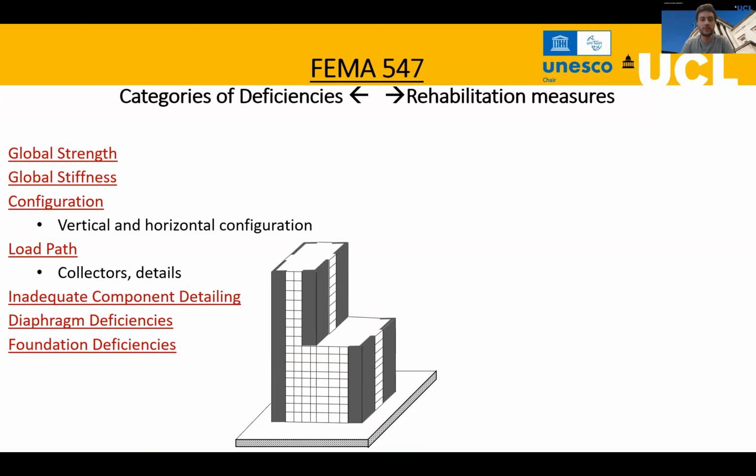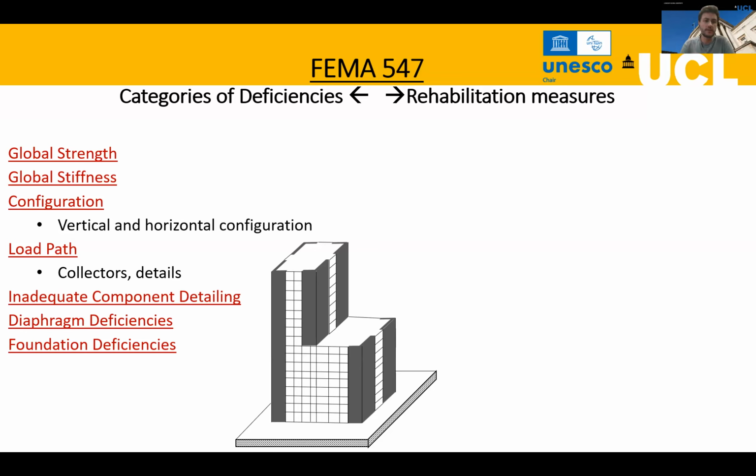Just to recall a little bit, we talked of this document, the FEMA 547, in which we have different types of deficiencies. The first one is global strength, when the building does not resist a particular level of force that is applied to it. We also discussed global stiffness problems, where the structural relation between the displacement and the force that is applied is not enough. But there are so many other problems, such as configuration. Some buildings with vertical or horizontal configuration that induce some type of torsional movements can then make the structure more vulnerable than it really is.